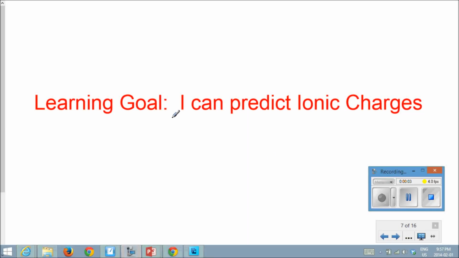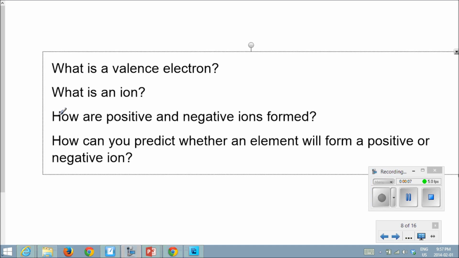We're learning to predict ionic charges. To predict ionic charges, we have to understand the following things. What is a valence electron? What is an ion? How are positive and negative ions formed? And how can you predict whether an element will form a positive or a negative ion?